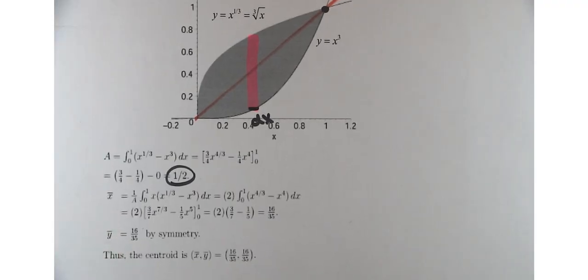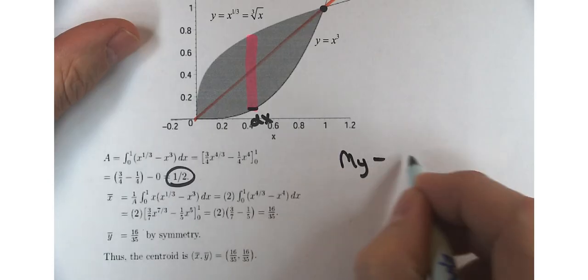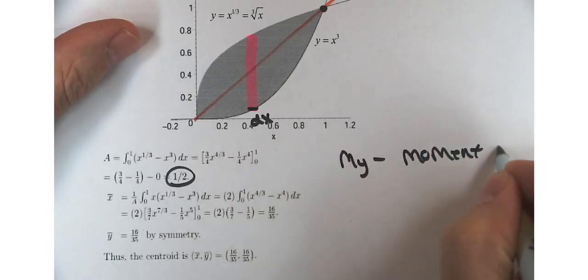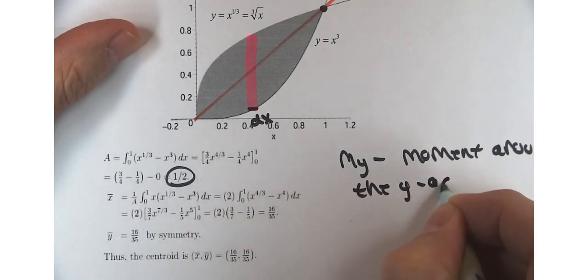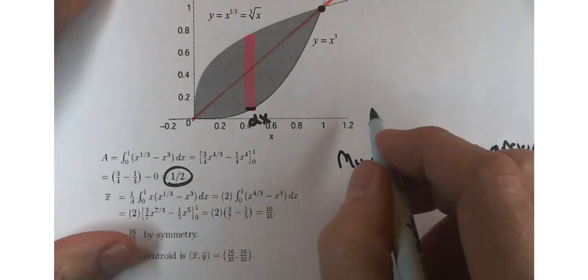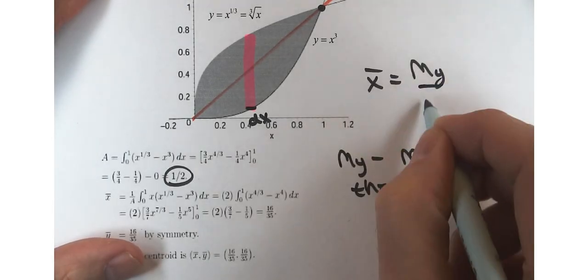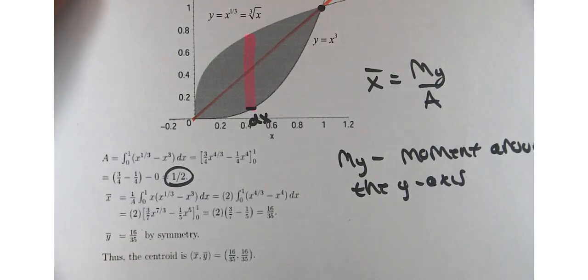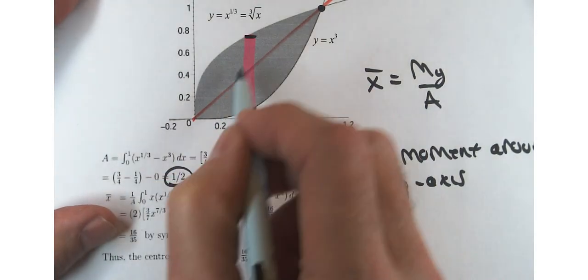But now we want to try and find the moment around the y-axis. So that is M sub y, moment around the y-axis. And then the x-coordinate of our centroid, x bar, is going to be M sub y over A, where A is the area. So how are we going to find that moment? Well, let's give ourselves some coordinates here.